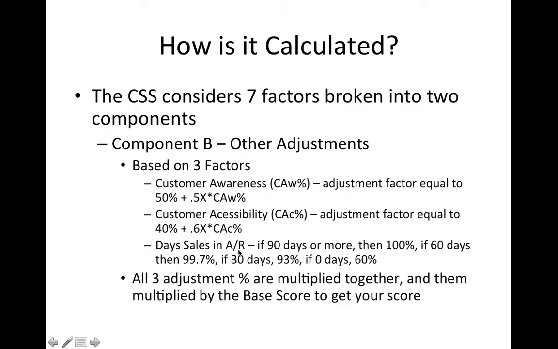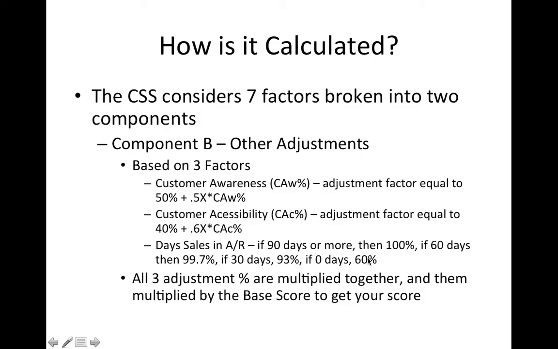Days of AR, the formula is a little bit more complex than that, but I can tell you the breakdowns that are in the team guide. If you have a days in accounts receivable of more than 90 days, then you get a factor of 100, and higher factors are good here. If it's 60 days, then it reduces it by 0.7, so it's not 99.7, it's actually going to be 99.3. I'll fix that in the PowerPoint. At 30 days, it's 93. If you have 0 days in AR, meaning my policy is everybody pays cash, then you're basically going to be reduced by 40%. You're only going to get 60% of whatever the base score is.